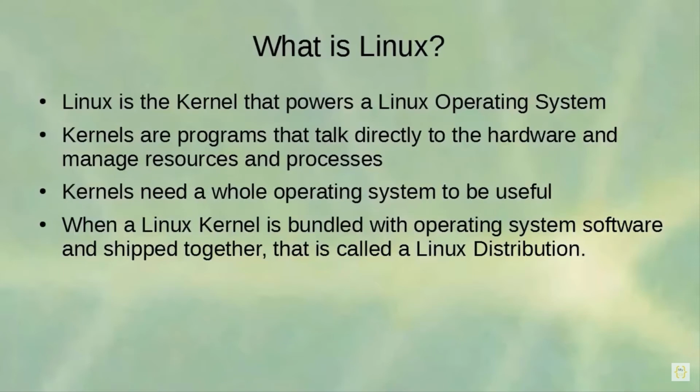Kernels need a whole operating system to be useful. There are different kinds of operating systems. If you look at Linux, you'll see that there are the GNU Linux operating systems, which is basically the GNU software mixed with the Linux kernel. You also find things like Android. Android is the Linux kernel added to a bunch of other software to run a phone. When a Linux kernel is bundled with operating system software and shipped together, that is called a Linux distribution.